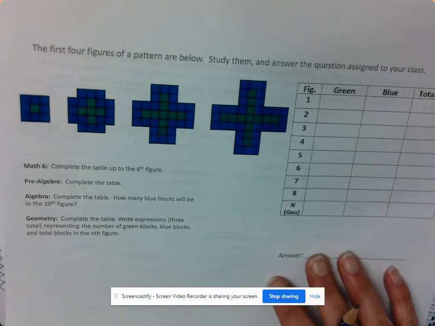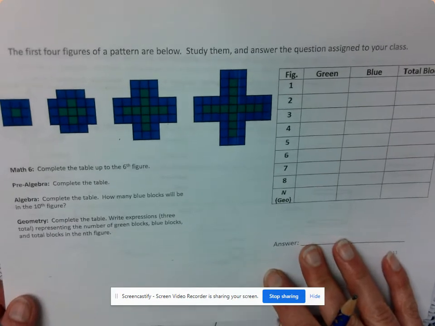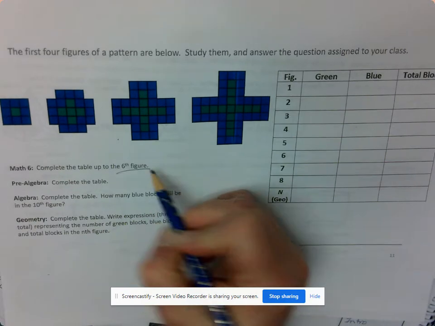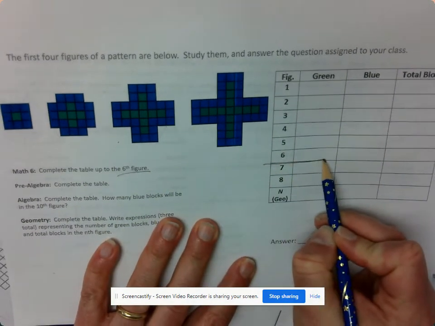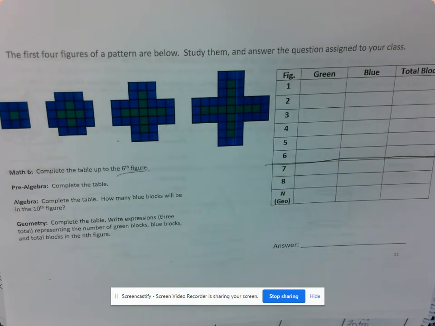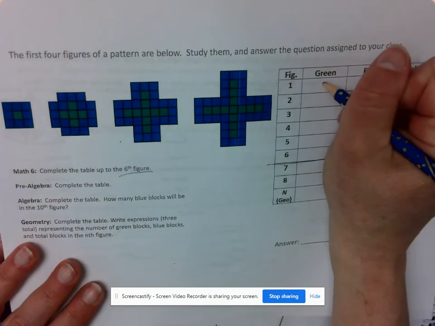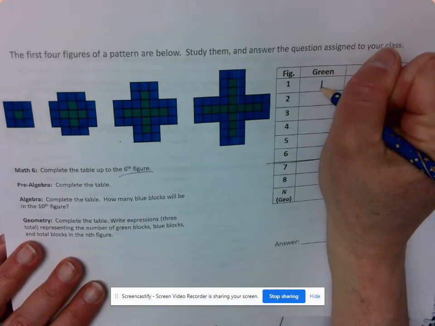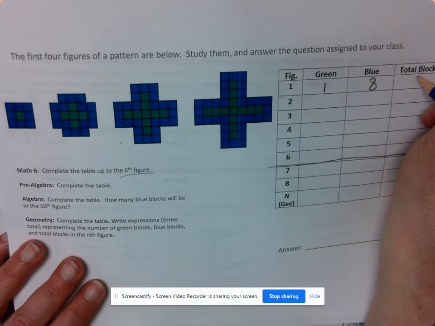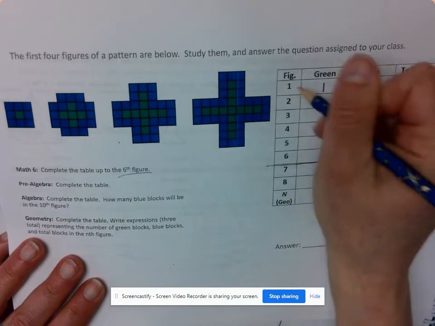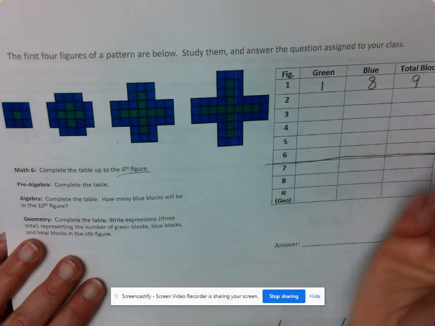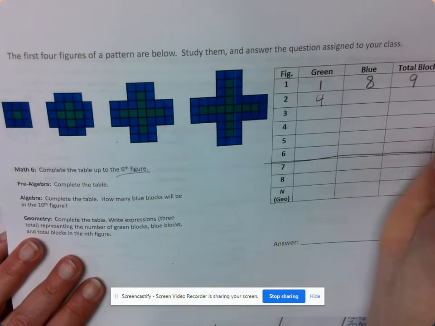Our next page is our pattern page. Complete up to the 6th figure. So we need to go all the way up here. We need to complete the whole table, finding our patterns. How many green are there in the first figure? How many blue are in the first figure? 8. So how many altogether? 9. Do that for the first 4. Count how many green, count how many blue. See if we can find our pattern.